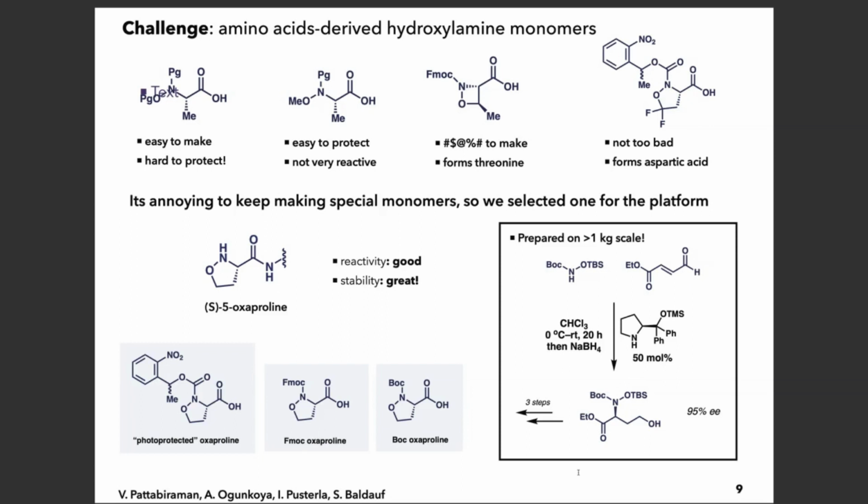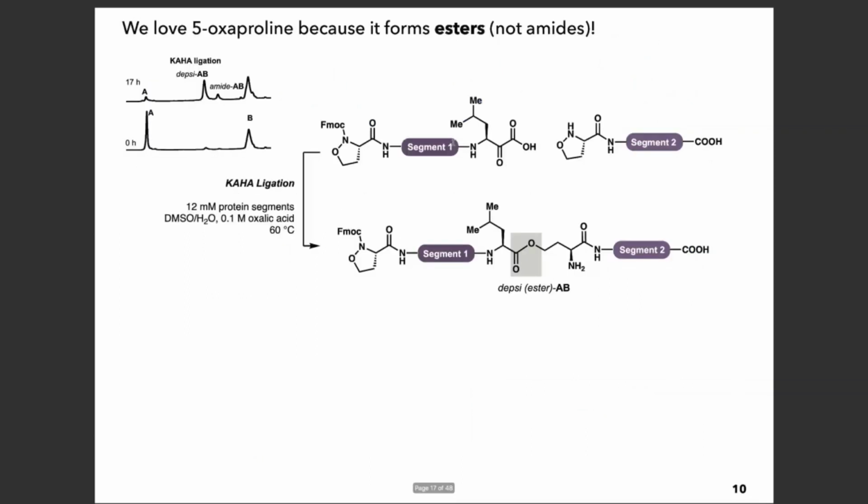So as long as we can get away with using this one, it introduces a homoserine at the ligation site. We typically use this. If there's particular considerations where we need a natural residue, we will use some of the fancier ones where we can introduce aspartic acid or threonine or glycine residues at the ligation site. And the other reason we really like this oxyproline is that unlike most of the other monomers for KAHA ligation, it actually forms an ester rather than an amide during the ligation.